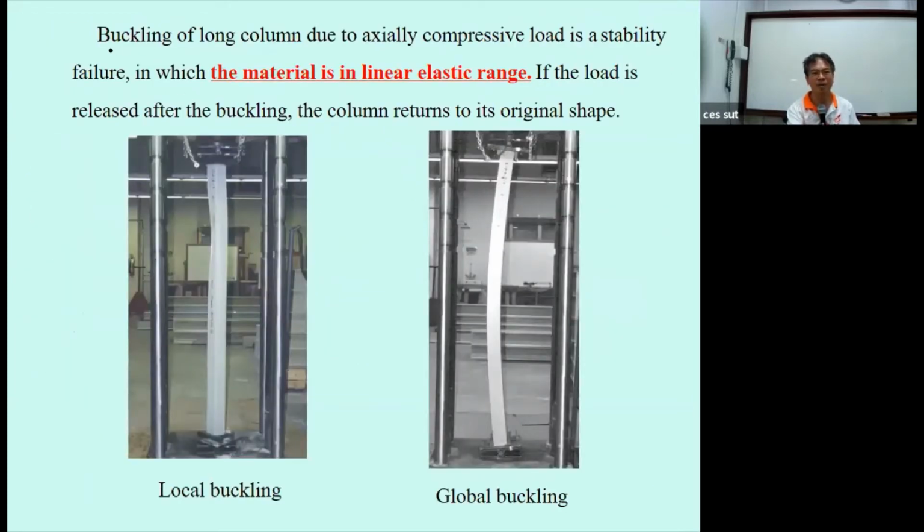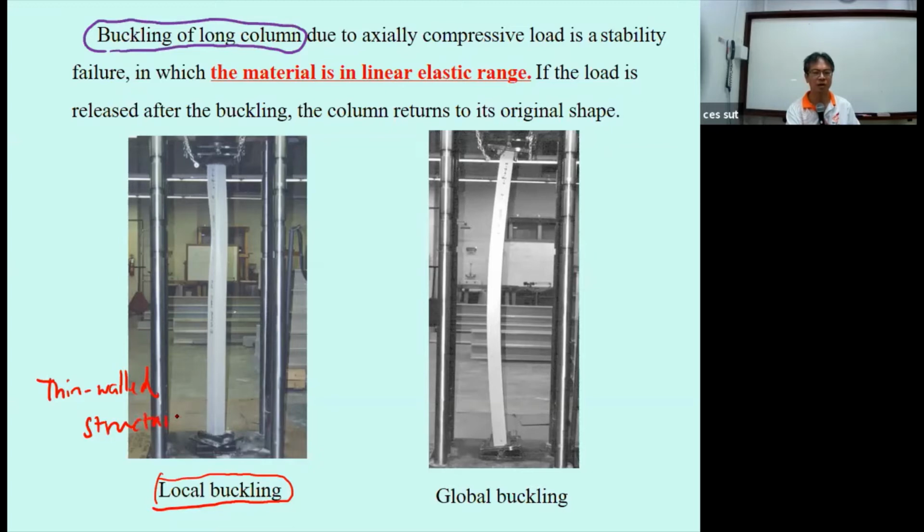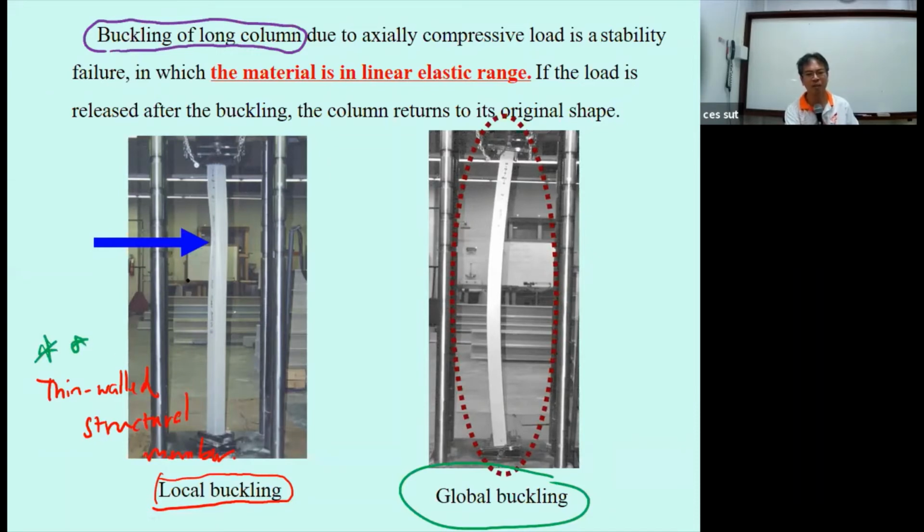The buckling of the long column: there are two types. This is a picture from the lab where I used to be a research assistant to my professor. There are two different kinds of buckling. One is called local buckling, which occurs in thin-wall structural members. The other is called global buckling. We are going to deal with global buckling, because the problem of thin-wall member buckling is very complicated. You can have that in a master's degree. I teach local buckling in chapter 10 of Advanced Mechanics of Materials. So now we focus our lab on global buckling.